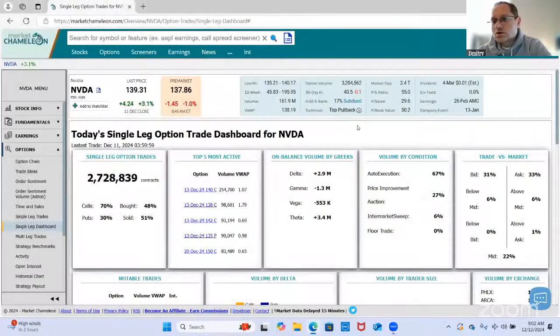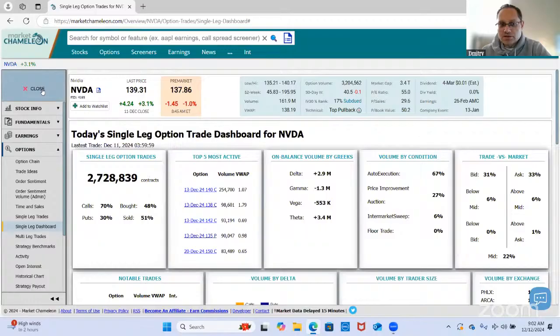Good. I'm going to share my screen here. And today, I think we are going to continue on the same page where we ended up yesterday. We're talking about Nvidia and analyzing the single leg option trades. So it's on this page, if you type Nvidia at the top and you land on that page, on the side menu bar under options, just hit single leg dashboard and you'll get to this page.